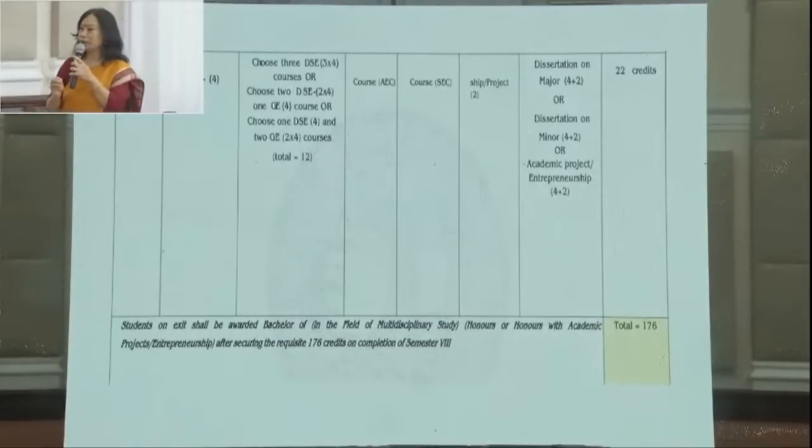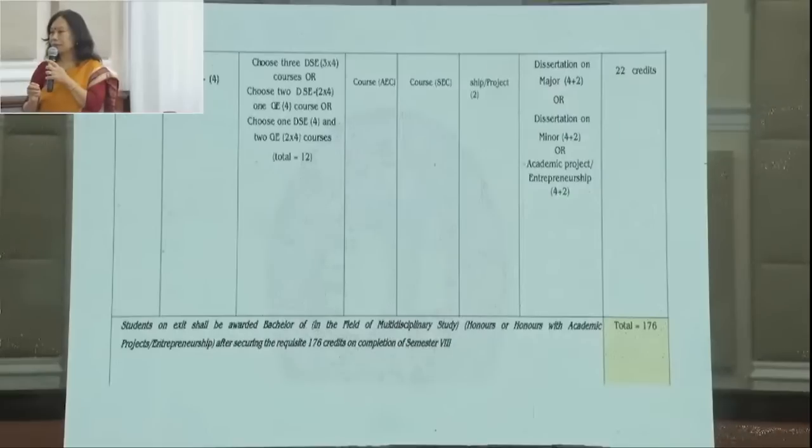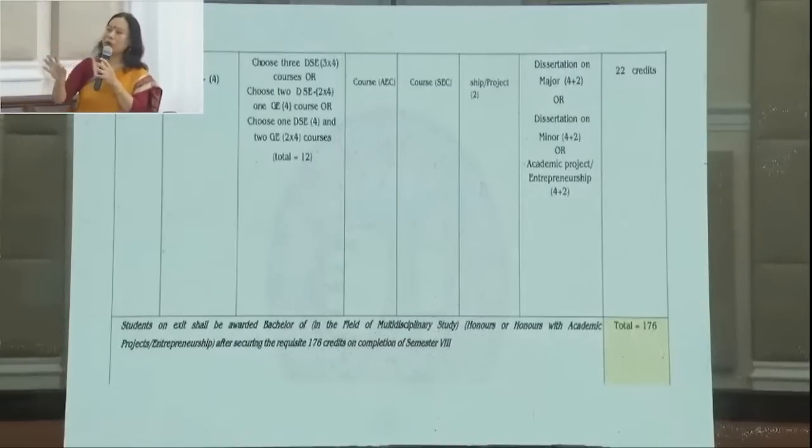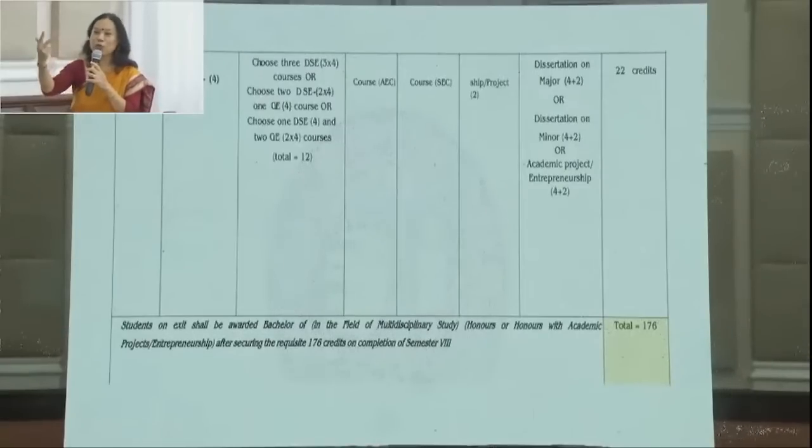Okay? No, it's six credits only. There is no bifurcation. It's six credits in total from the same dissertation. Now, if you look at the draft guidelines given, it was said that there should be two dissertations written, one on the major and one on the minor. But then deliberations happened with the stakeholders, with you all also, if you remember that.